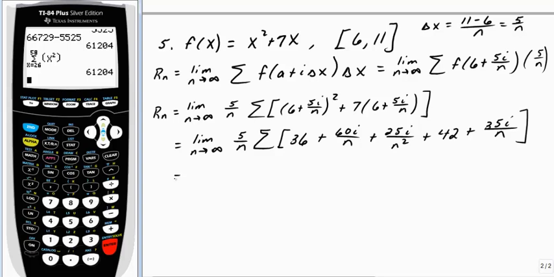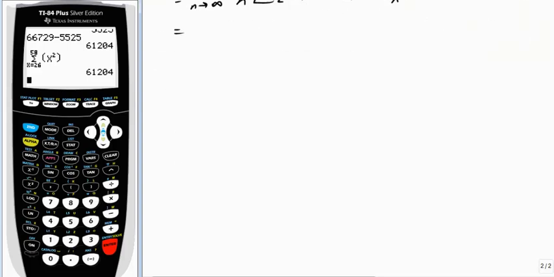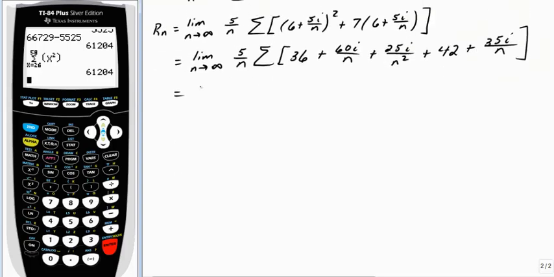Now, this is going to yield the limit as n approaches infinity of 5 over n. I need to simplify like terms inside that summation. The constants, I'll have 36 plus 42, that's going to be 78. I knew there was an 8 in there somewhere. And then I'll have 60i plus 25i. I think that's 85i.